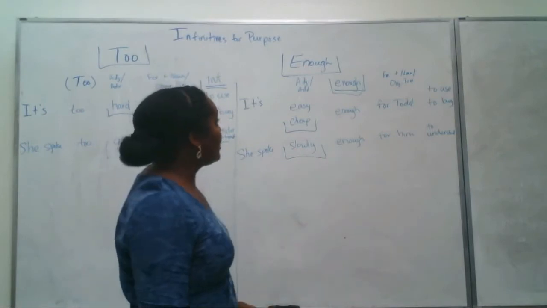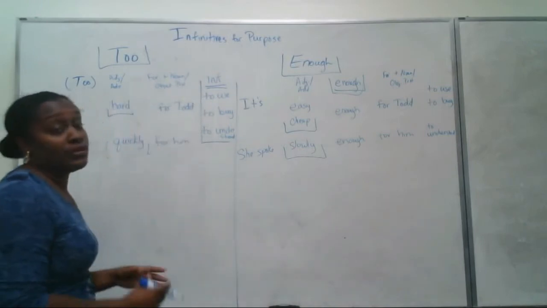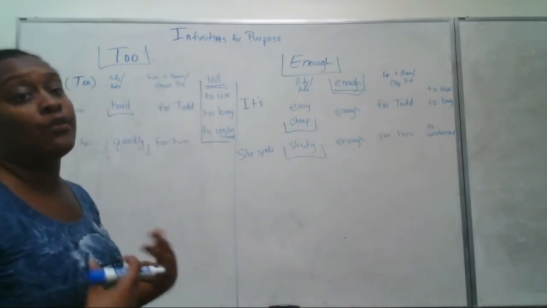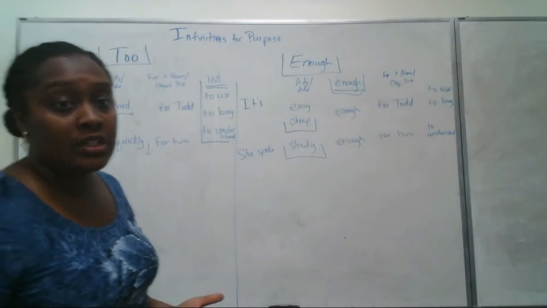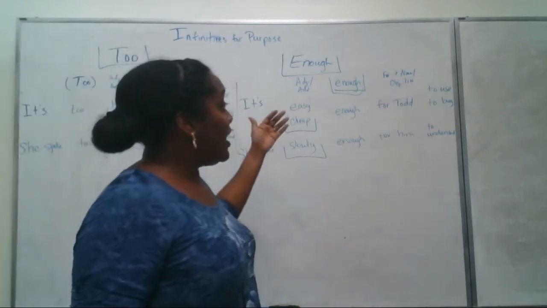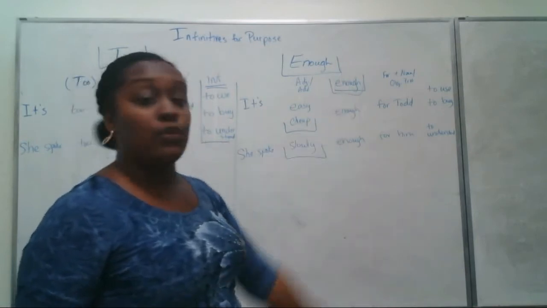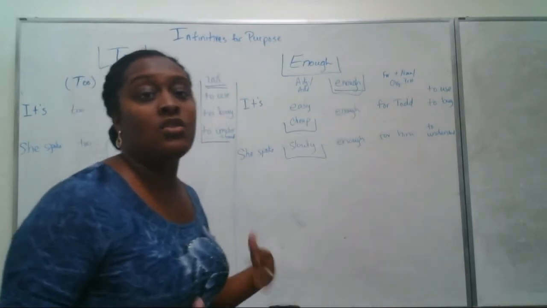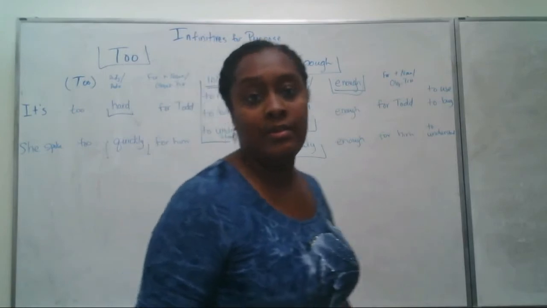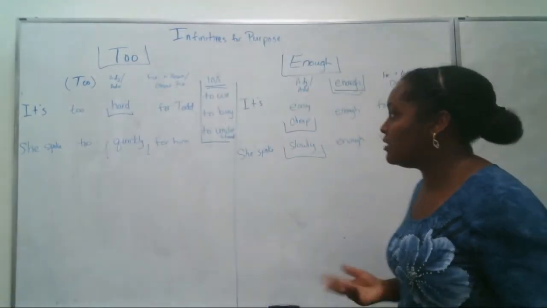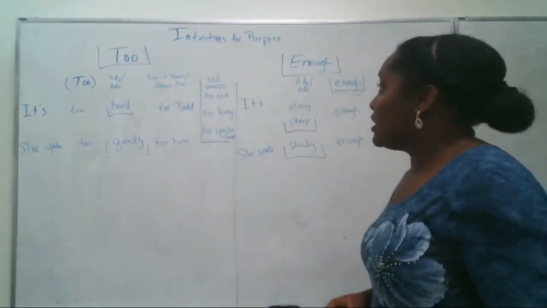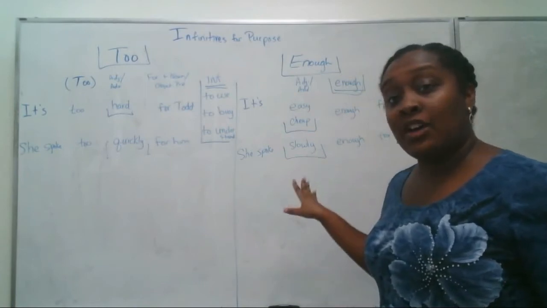So the important thing is that when you use too and enough, you're going to use for plus a noun or for plus an object pronoun when you are constructing your sentence. Your infinitive will be at the end, and it usually shows a purpose or a reason. Okay? Those are your infinitives of purpose. That's how you work it together.